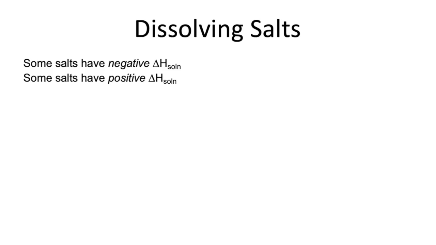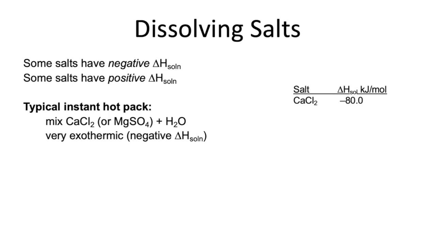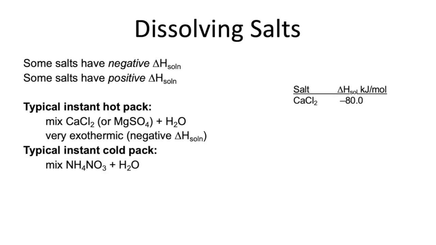Now, some salts are going to have a negative delta H of solution, and some salts are going to have a positive delta H of solution. And it depends which salt we're talking about. So for example, a typical instant hot pack might contain something like calcium chloride or magnesium sulfate and water. It's very exothermic. Our calcium chloride is a -80 kilojoules per mole for our delta H of solvation. And that means that it's going to get hot. It's going to release that energy to the surroundings, which then heat up.